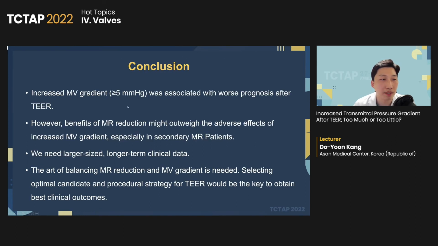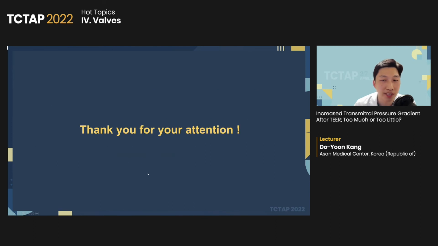So let me conclude my talk. Increased mitral valve gradient over 5 mmHg was associated with worse prognosis after TEER. However, benefits of MR reduction might outweigh the adverse effect of increased mitral valve gradient, especially in secondary MR patients with COAP data. And we need larger sized, longer term clinical data. And the art of balancing MR reduction and mitral valve gradient is needed. Selecting optimal candidate and procedural strategy for TEER would be the key to obtain best clinical outcomes. Thank you for your attention.